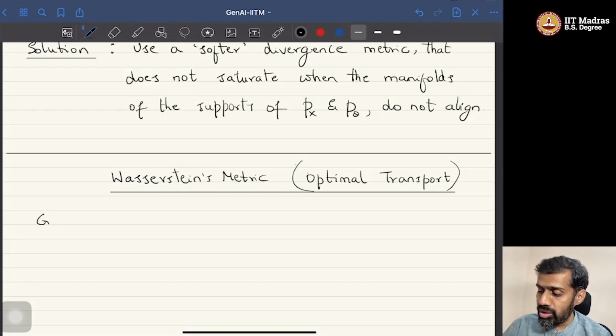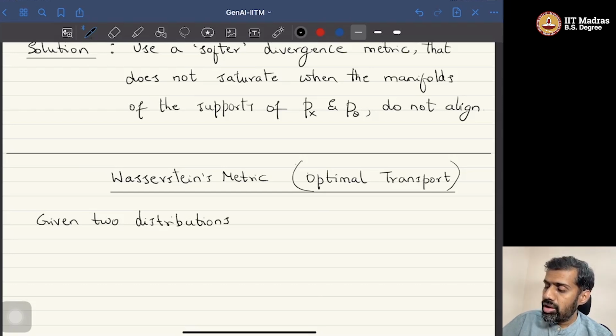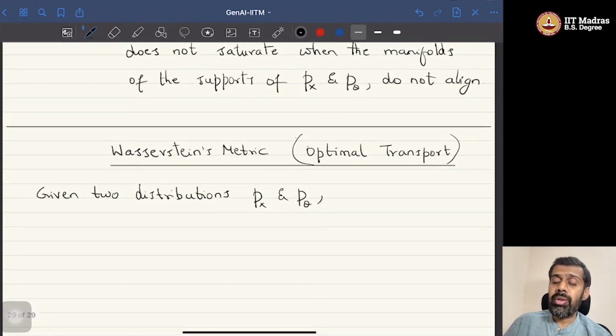So given two distributions, or rather given two density functions, px and p theta. Please note that I've already told you that I'll be using the terms distributions and density functions interchangeably, even though it's a slight abuse of the nomenclature. So just assuming that all throughout the course the distributions that we will be using are of continuous random variables and the density functions exist. Okay, so all my definitions will be with respect to the density functions.